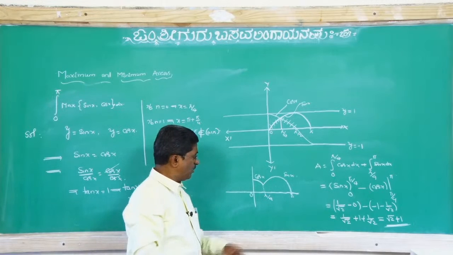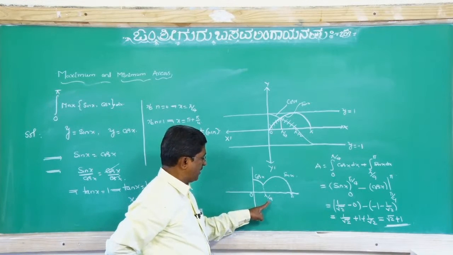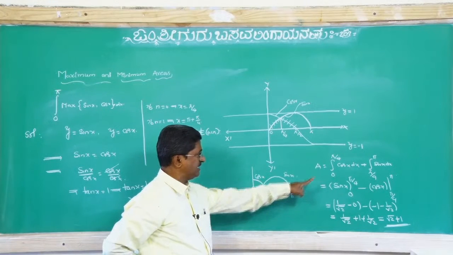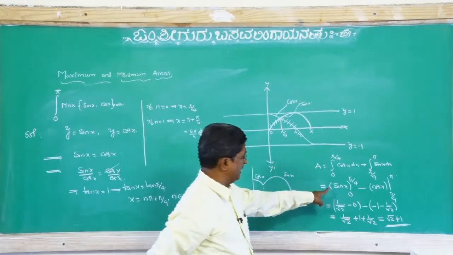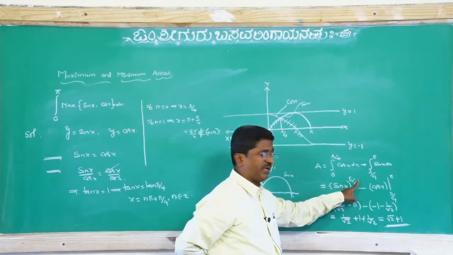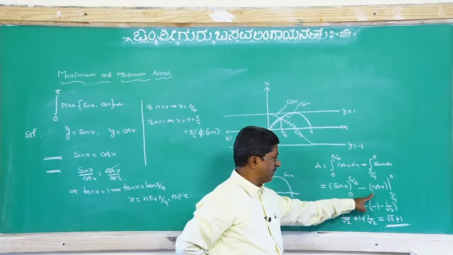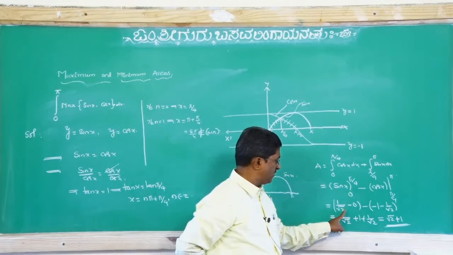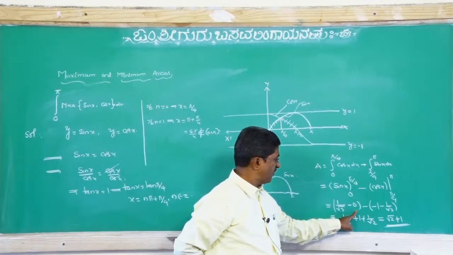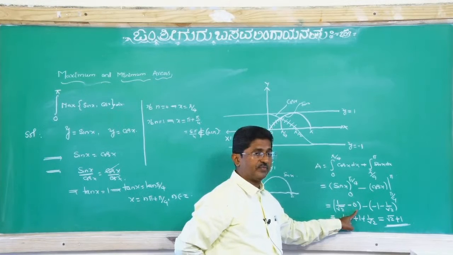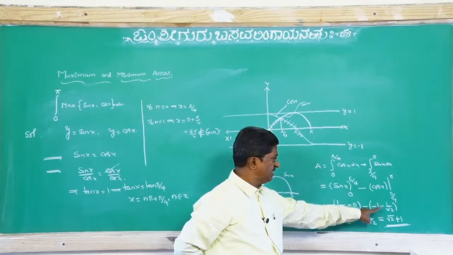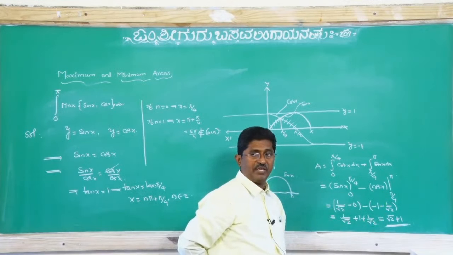Therefore, we have to determine the area: from 0 to pi by 4 it is cos x, and from pi by 4 to pi it is sin x. The integration of cos x is sin x from 0 to pi by 4, and the integration of sin x is minus cos x from pi by 4 to pi. F of upper limit is 1 by root 2 minus f of lower limit sin 0, which is 0, minus, f of upper limit cos pi, minus 1, minus cos pi by 4, which is 1 by root 2.